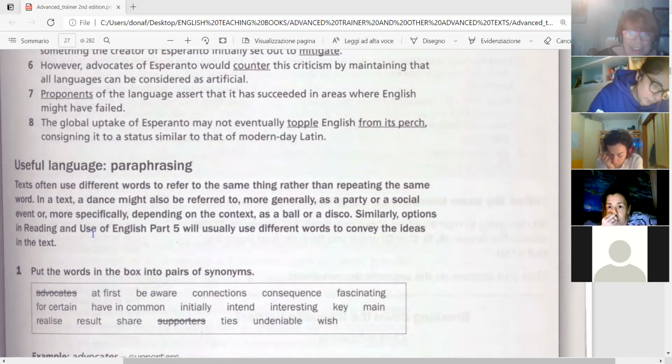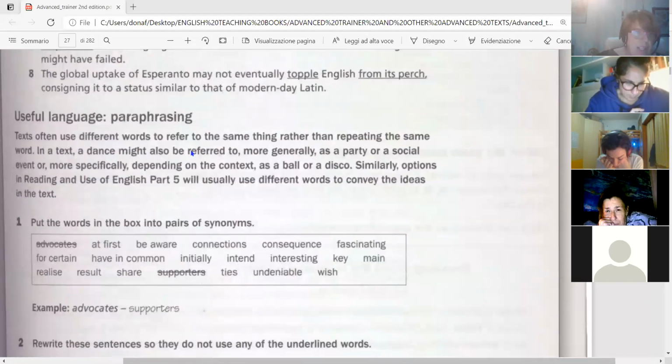Paraphrasing. Okay, Marta, could you please read this paragraph for us? Tests often use different words to refer to the same thing rather than repeating the same word. In a test, a dance might also be referred to more generally as a party or a social event, or more specifically, depending on the context, as a ball or a disco. Similarly, options in Reading and Use of English Part 5 will usually use different words to convey the ideas in the test.